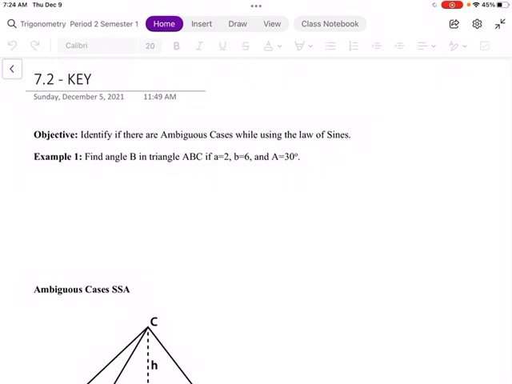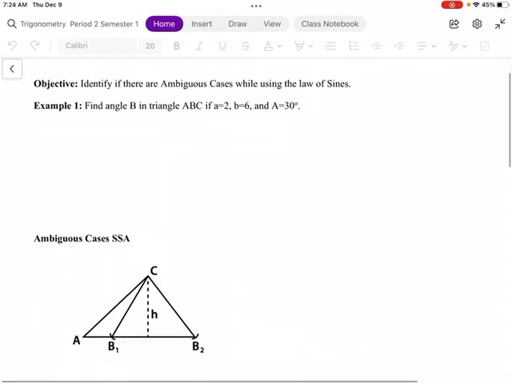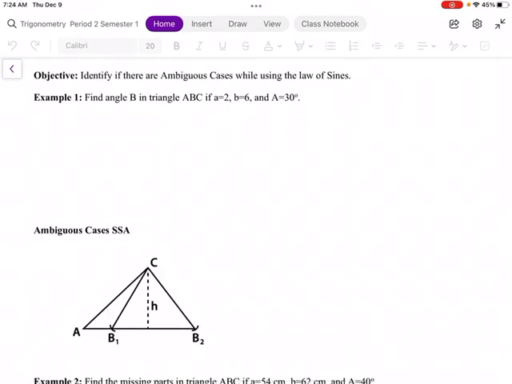Today we're going to go over section 7.2. In this section, we're still going to be using the law of sines. Today we're just going to go over triangles that have ambiguous cases, and we're going to go over what that means in some of the examples today. So today we're going to be able to identify if there are ambiguous cases while using the law of sines.